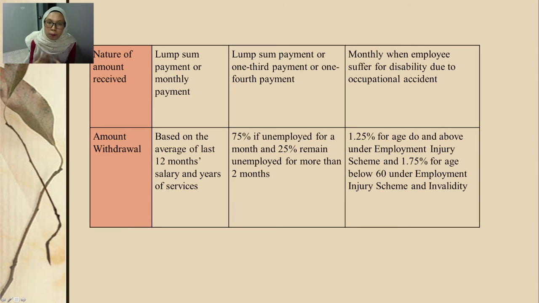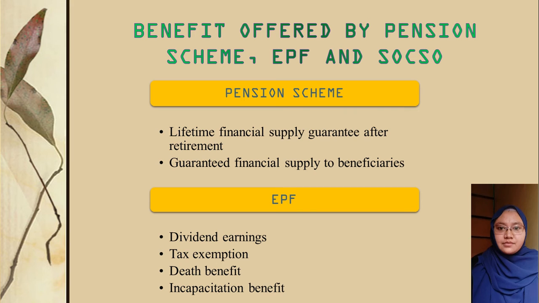For the last aspect is amount withdrawal. For the pension scheme, it is based on the average of the last 12 months salary and years of service. And EPF, 75% if employed for a month and 25% if remain employed for more than 2 months. For SOCSO, 1.25% for each due and above under employment injury scheme, and 1.75% for each below 80 under employment injury scheme and invalidity. That's all.